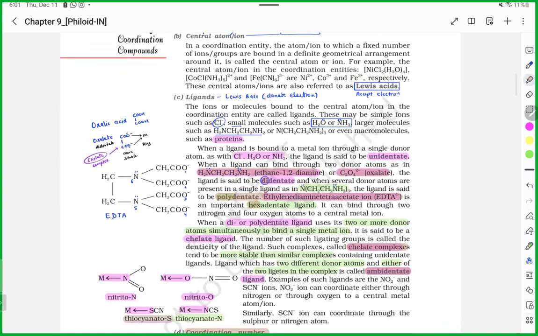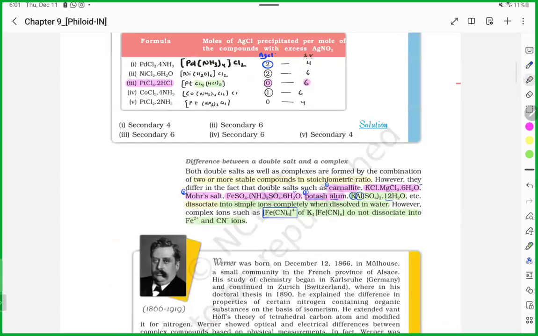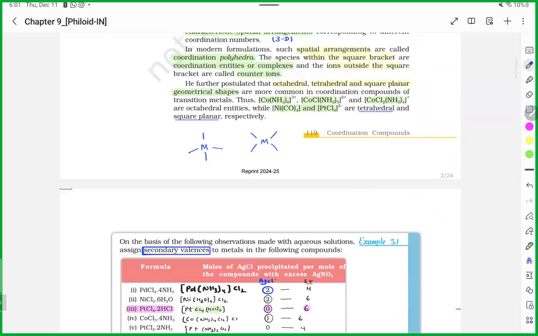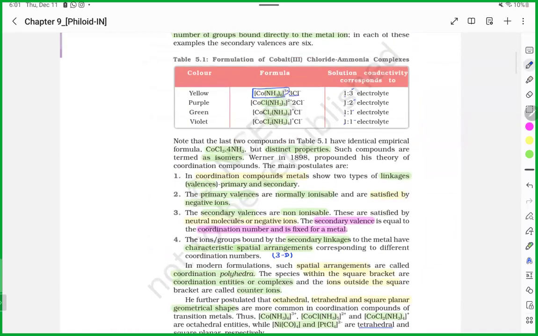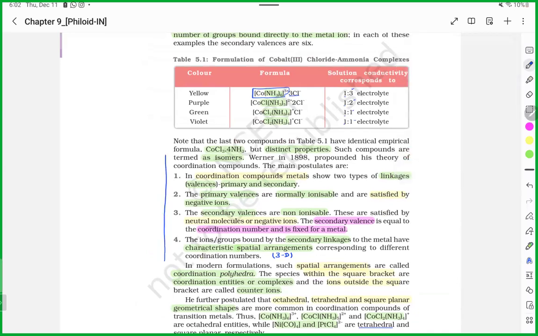Ligands are Lewis bases and the central metal is a Lewis acid, which is important. 100% you will get a question from double salts: carnallite, Mohr's salt and potassium alum. This is again really important for long questions, and the question can be asked directly. Write all the different postulates of Werner's theory.